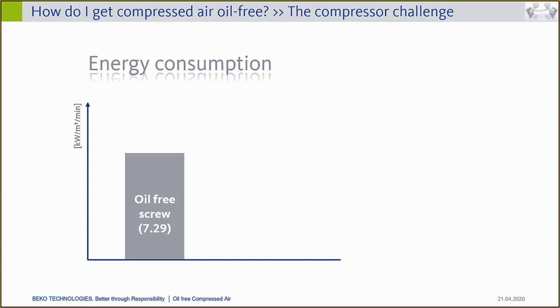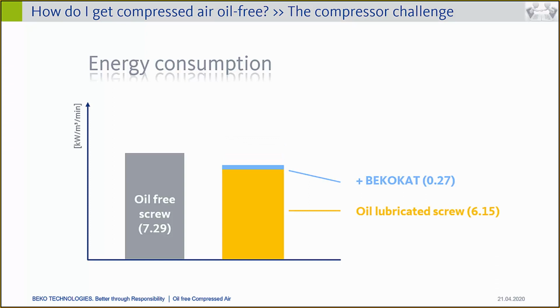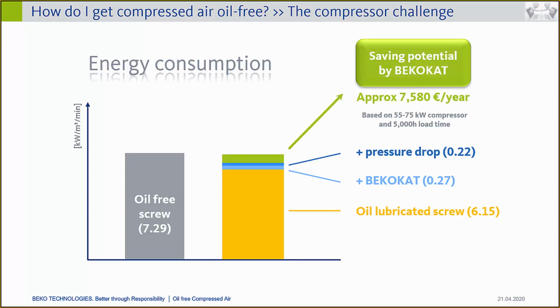Compared to this, the lubricated screw consumes a lower amount of specific power, and we added to the lubricated screw the BEKO that consumes a certain amount of specific power, and the BEKO creates a pressure drop that results also in an additional power consumption. But it's easy to see that there's still space open, and that's the space where we have a saving potential of the BEKO of approximately 7,500 euros per year regarding energy consumption.